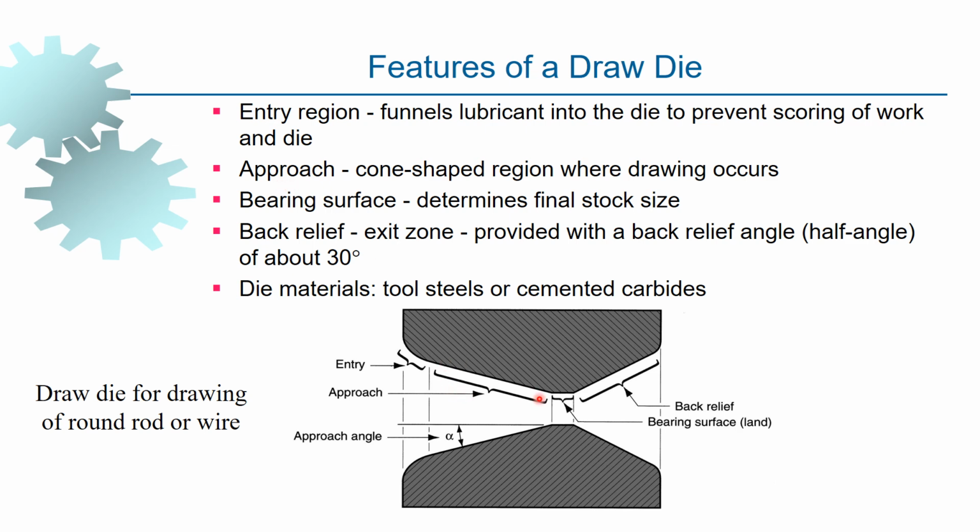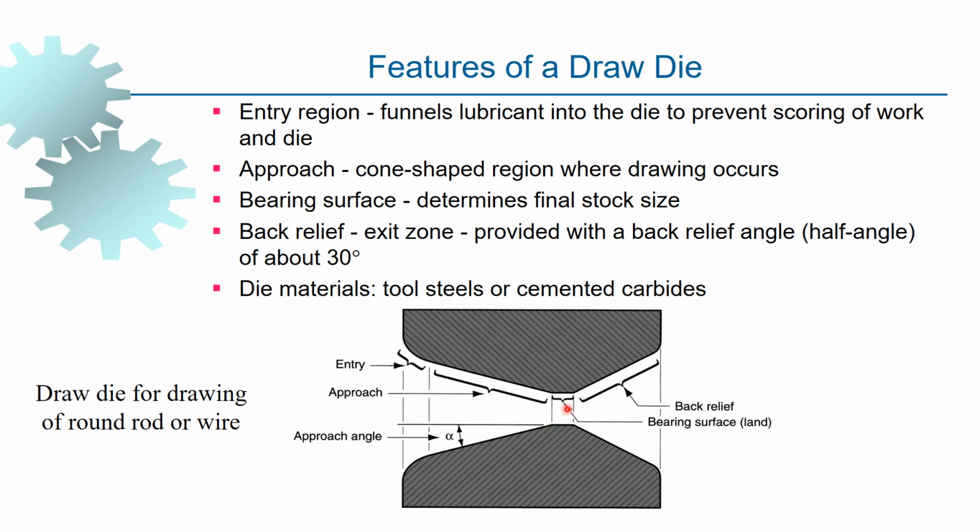Approach is the cone shaped plane where friction takes place. More friction will be acting where the plastic deformation of the material takes place. Material will get squeezed in the approach section, and the diameter will change, or the material will get deformed towards a final shape in the approach section.